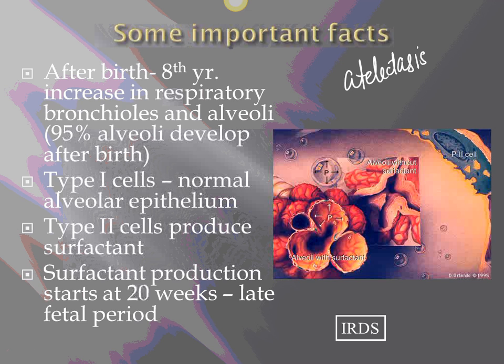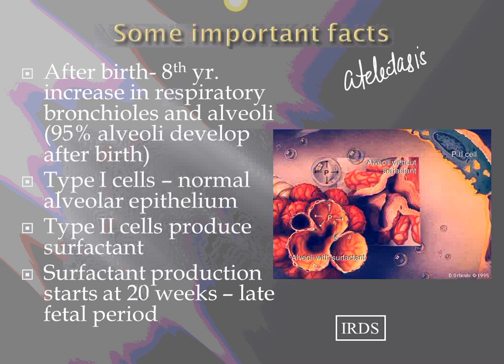Now, surfactant production starts very early. It's about 20 weeks. By about 28 weeks, it's kind of adequate. And the older the child gets, the more the surfactant is. So that's why when babies are born prematurely, they don't have enough surfactant production. As a result, their lungs are collapsed and they have to be kept in an incubator. And you have to actually give them artificial surfactant as a nasal spray. We often give them steroids, which help to increase the surfactant production.